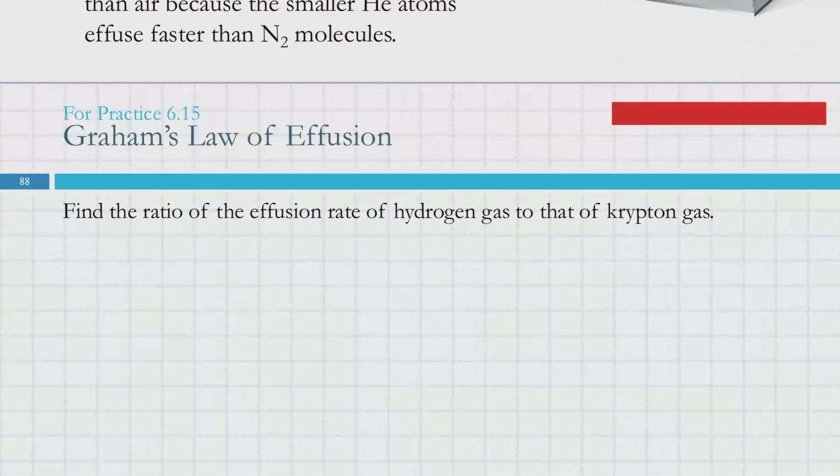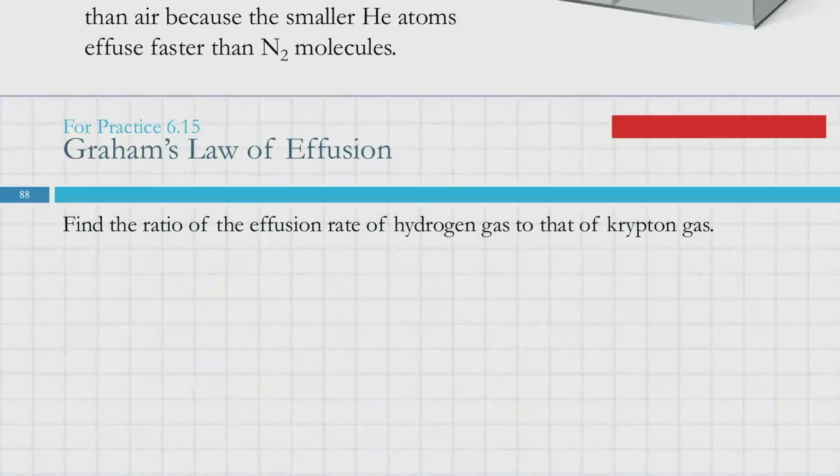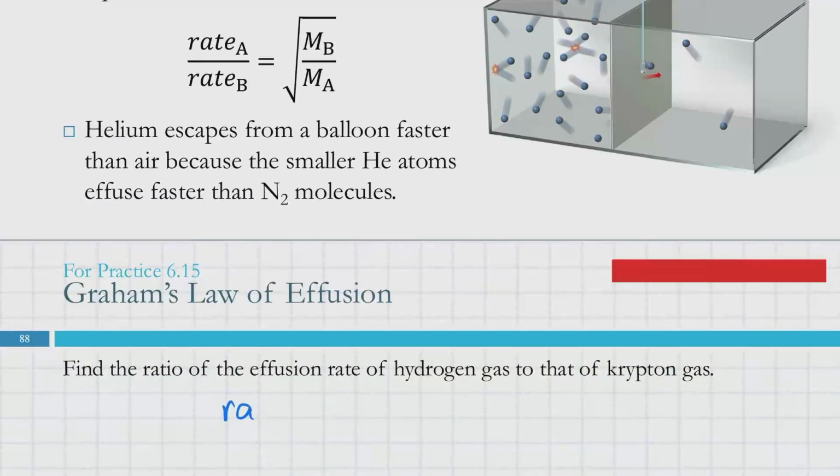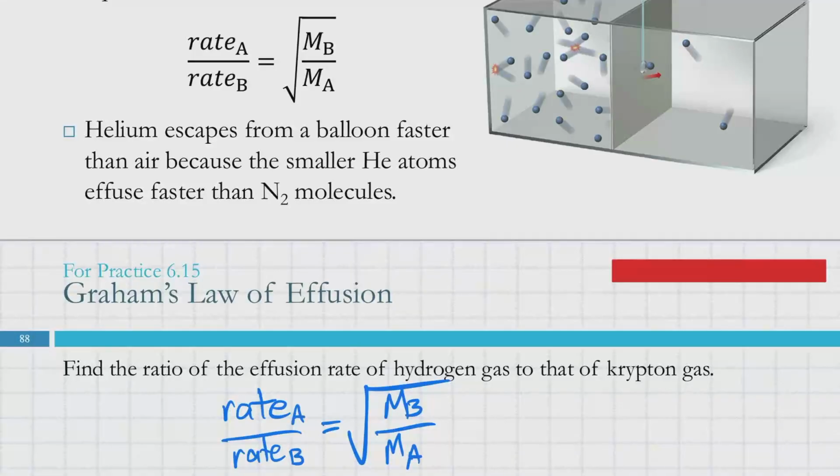So we can calculate the ratio of the effusion rate. We're not calculating the effusion rate, just the ratio of the rate, how much more rapidly hydrogen gas effuses compared to krypton gas. So we're using rate A over rate B equals the square root of molar mass B over molar mass of A.